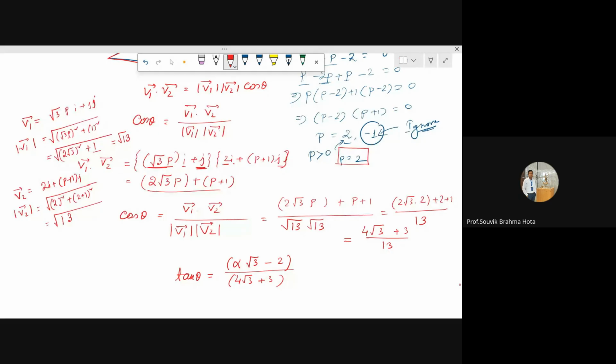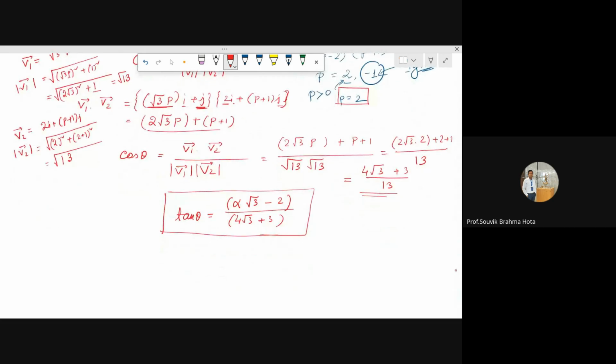Because we know one thing, it is very interesting: tan theta is given, but how? We already got cos theta, but how should I get the value of tan theta? You know tan theta is nothing but sin theta by cos theta. Now we know cos theta, but we don't know sin theta.